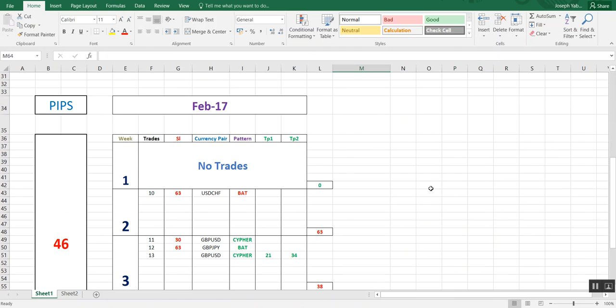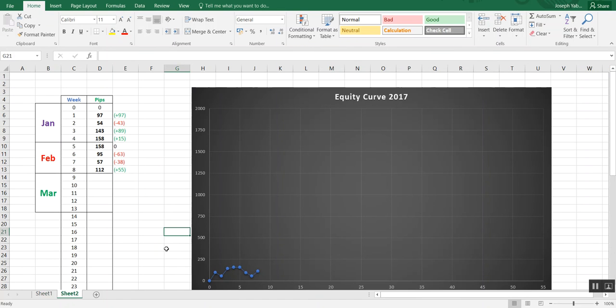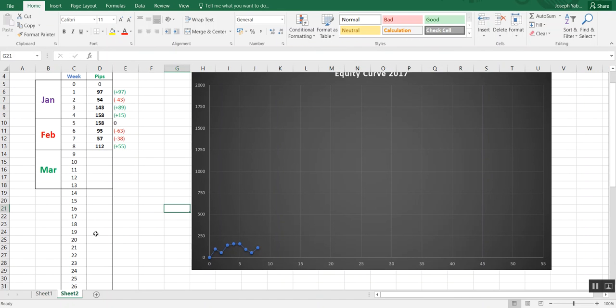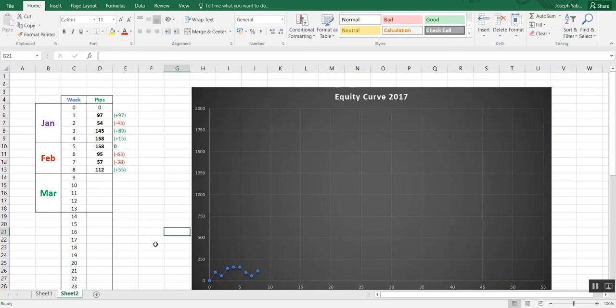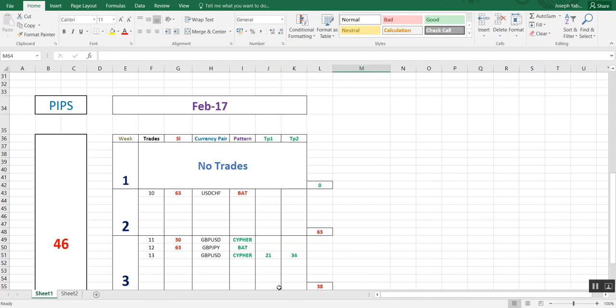So looking at my equity curve, we can see that we haven't really gone anywhere. We're just still trying to find our feet, if you would like to call it that. But once we have 2 consecutive months in profit, you're going to see this equity curve start to rise.